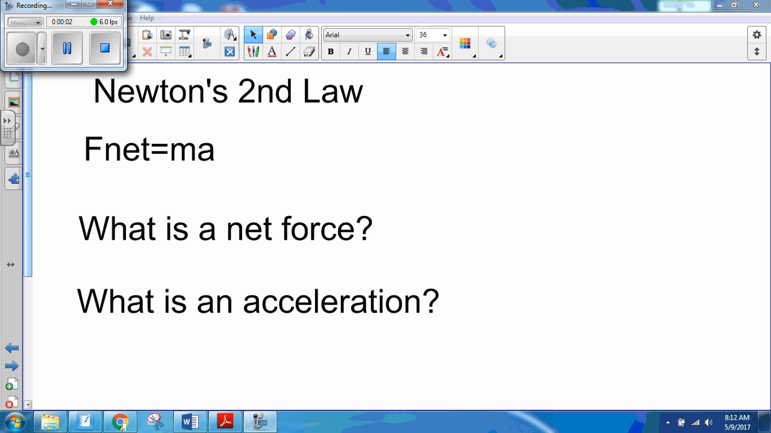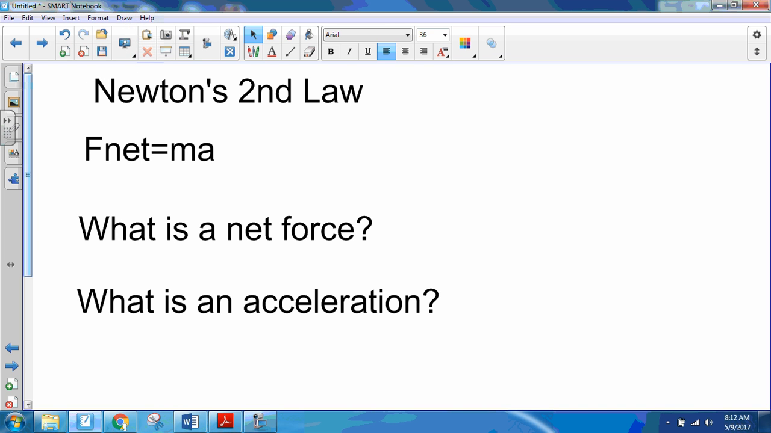All right, this is the review part 1 for your SLO. So the first thing we're going to review is Newton's second law. Everyone knows that Newton's second law is F net is equal to m times a. We need to break it apart and figure out what each of the pieces mean, though. And then we're going to practice a couple problems.